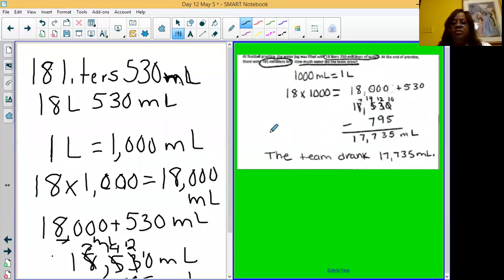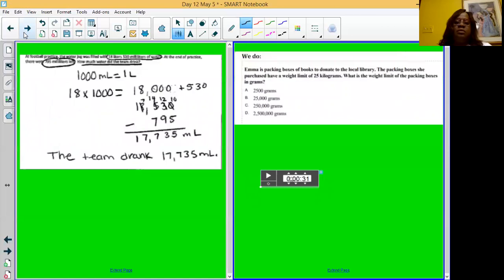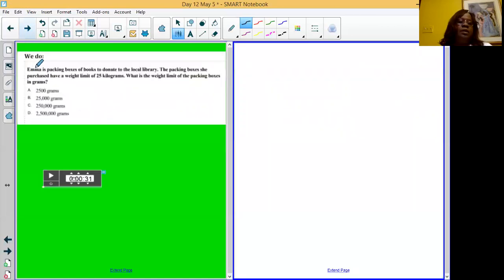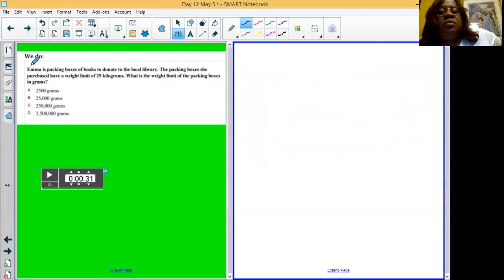Here's the answers to the one that we just did. And let's go to the we do. And it reads, Emma is packing boxes of books to donate to the local library. The packing boxes she purchased had a weight limit of 25 kilograms. What is the weight limit of packing boxes in grams? So I'm going to give you a moment to cue that problem.